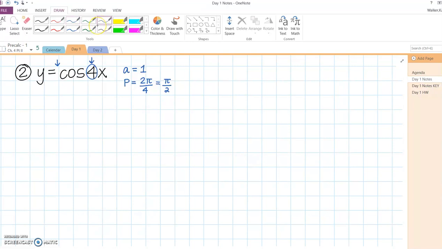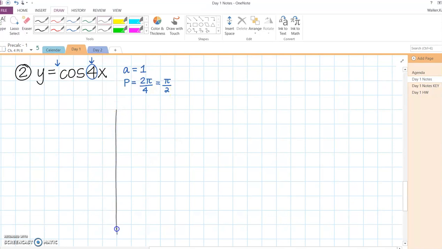So it's taking less time to accomplish a full wave. Rather than taking a full 2 pi, it's taking pi over 2. So it's basically shrinking my waves horizontally. The same way if you have a 4 inside any other parent function, that would be a horizontal shrink. Same thing happens here. It's just shrinking my waves.